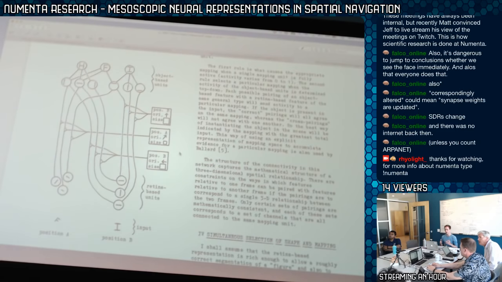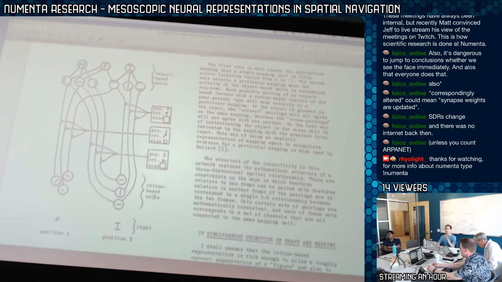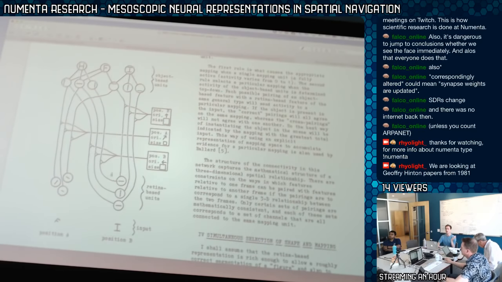Here's the general idea. You have a set of... Okay. First of all, imagine the flux capacitor. Now I have converted the... Now this is the flux capacitor just converted into retina-based units and object-based units.